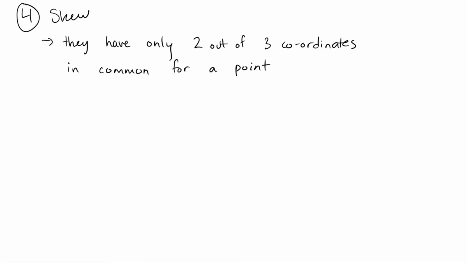So lines are skew from one another when they don't intersect, but they look like they almost do. So if you were to try and solve for their point of intersection, and you actually discover that they don't match on all 3 coordinates of that point of intersection, then we know that they're skew. So essentially what you're verifying there is that only 2 out of 3 coordinates are in common for a point. So they come really close to each other, but they do not actually cross.